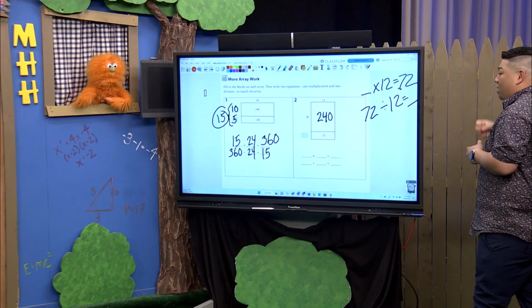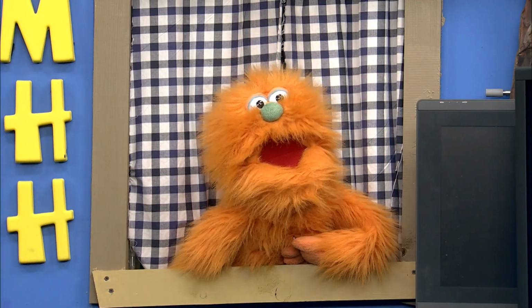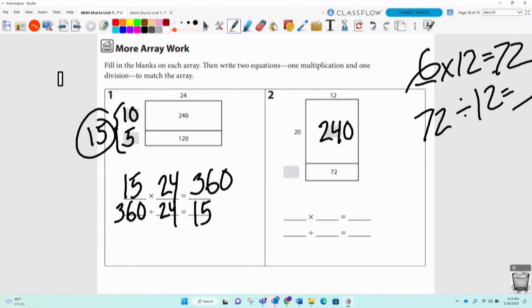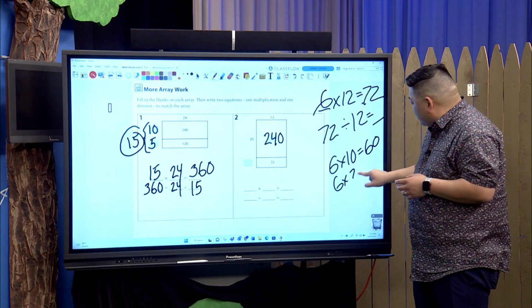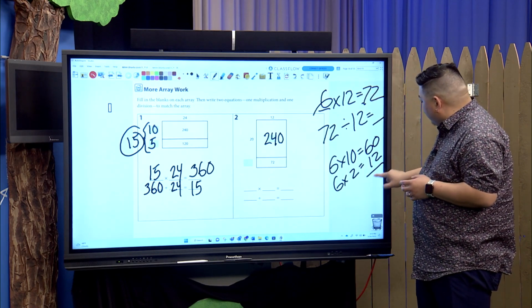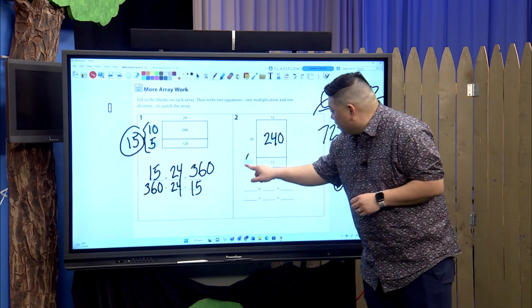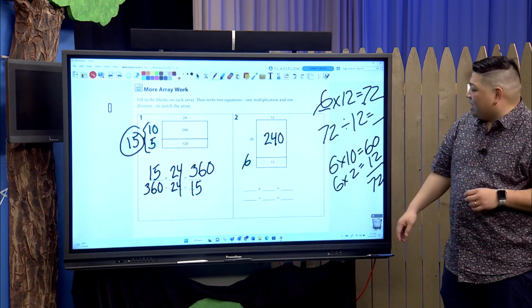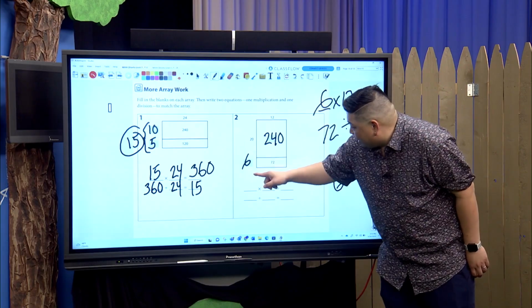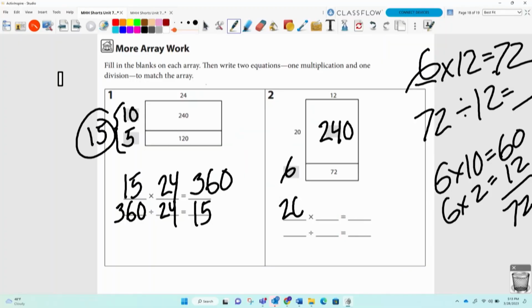I am. Okay, go ahead. 6. So 6 times 12 equals 72. I know that 6 times 10 equals 60. And then 6 times 2 equals 12. And that equals 72. Good job, Max. Thank you, Mr. Tang. So we have 6 here. So we have 20 and 6 together is 26. And we're multiplying it by 12.